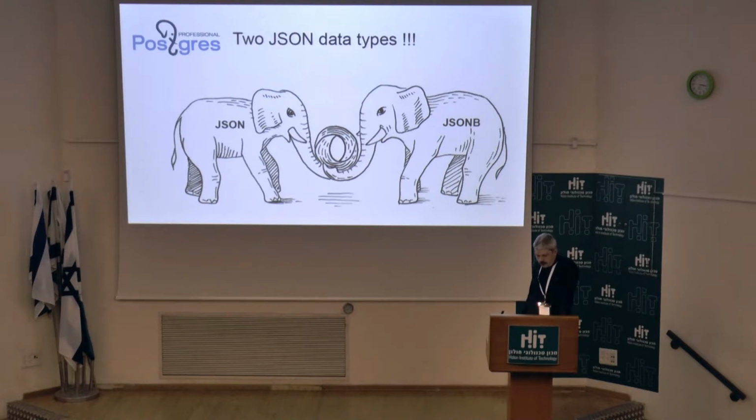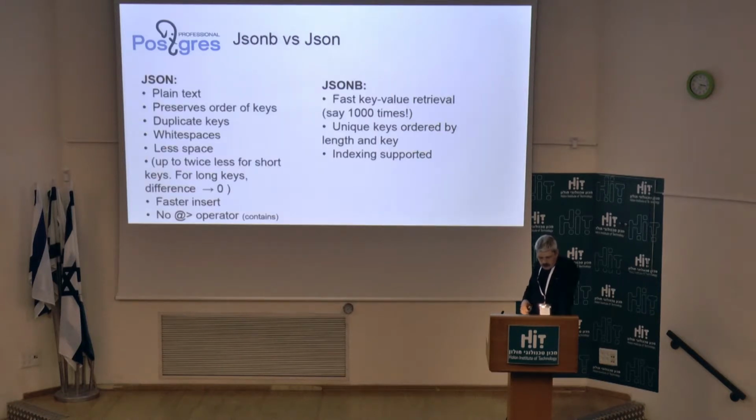So now we have two JSON data types in Postgres, JSON and JSONB. Let's compare. JSON is plain text storage. It means that you have a preserved order of keys. It can contain white spaces, so some formatting, and it can have, of course, duplicate keys if you need that. JSONB is fast, maybe 1,000 times faster.